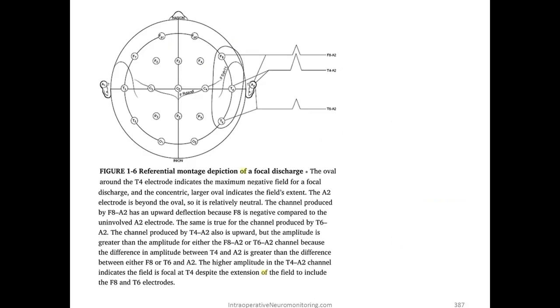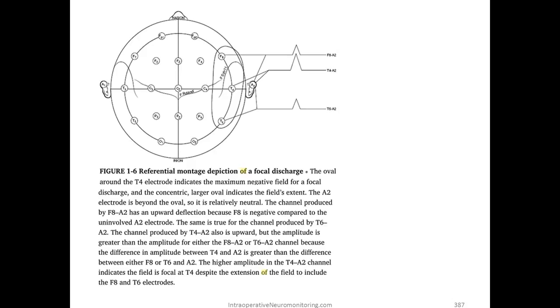Referential montage depiction of a focal discharge. The oval around the T4 electrode indicates the maximum negative field for a focal discharge, and the concentric larger oval indicates the field's extent. The A2 electrode is beyond the oval, so it is relatively neutral. The channel produced by F8 to A2 has an upward deflection because F8 is negative compared to the uninvolved A2 electrode. The same is true for the channel produced by T6 to A2.